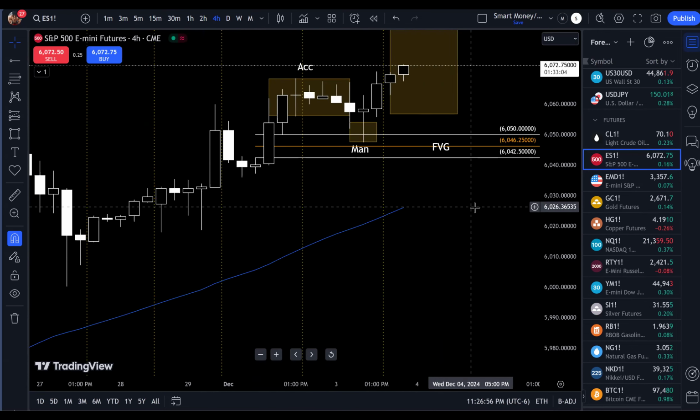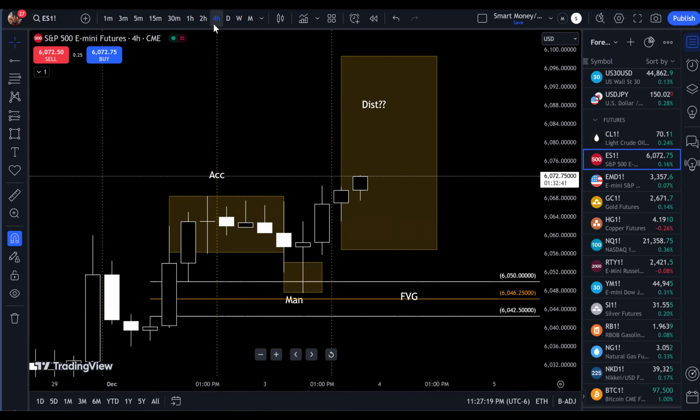All right. See, I had distribution. This is one I sent out to one of my students earlier. I have a group that I teach and I do mentoring. All right. So notice we're on the 4 hour chart, right? That's the higher time frame.